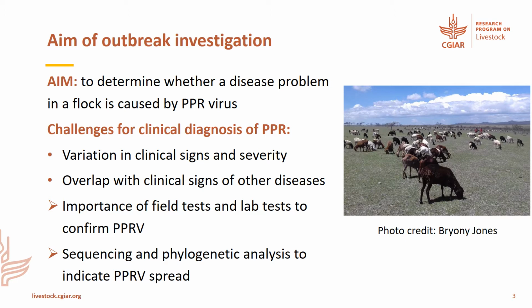Any positive samples that you collect will also be sequenced, and phylogenetic analysis will help to show how PPR viruses are circulating and spreading. We will link these findings to our studies of flock movements and trade networks.